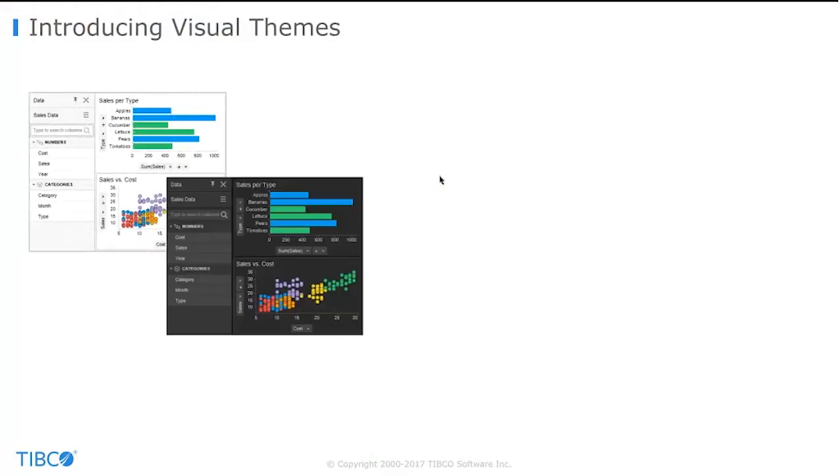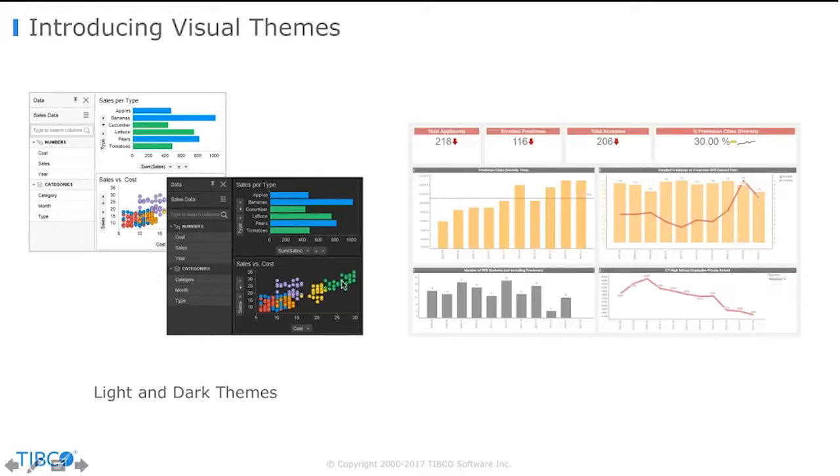And now, how do we do that? We do that through this concept called visual themes. Spotfire comes with two default themes, the light theme and the dark theme. Whenever you create a new analysis in Spotfire, by default, it gives you the light theme. You can also easily switch to the dark theme. And then there's also something called the custom theme within Spotfire that you can configure. And this is what we'll be talking about today.